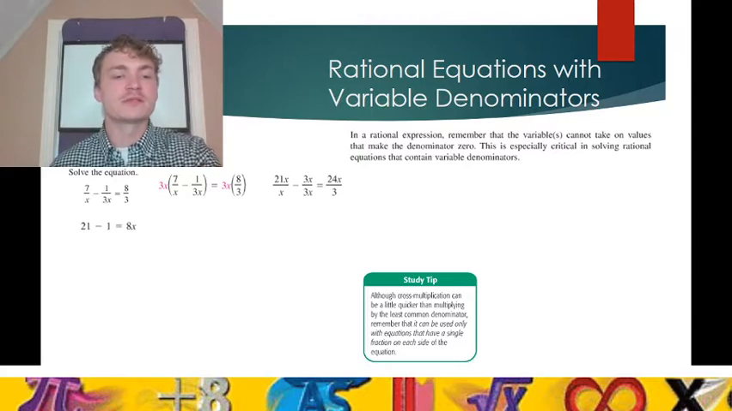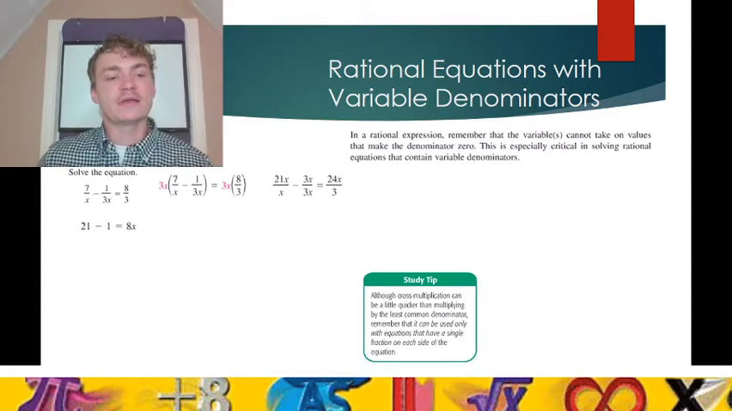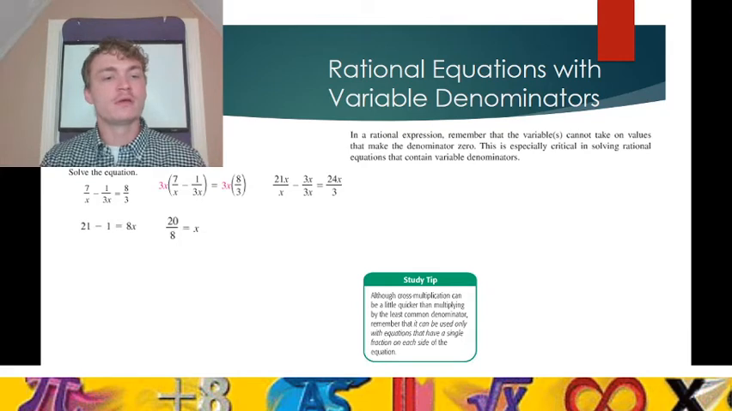Distributing the 3x to the fraction 1 over 3x, the 3x LCD and our denominator of 3x will cancel outright, leaving us simply with minus 1. On the right-hand side of our equation, the denominator of 3 and the factor of 3 in our LCD will cancel, leaving us with the product of x and 8, which we write as 8x. Now on the left-hand side, 21 minus 1 simplifies down to 20. So we have that 20 equals 8x.